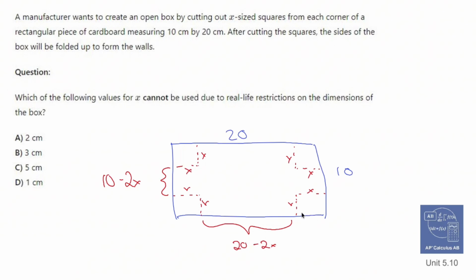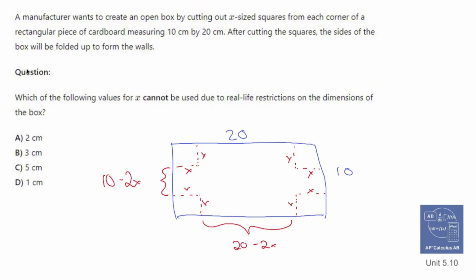So common sense would tell us that I couldn't say, well, let's cut out 7-sized x's. That doesn't make sense, because if you choose 7, then you would get 2 times 7 here, which is 14, and 10 minus 14 means you're going to have a rectangle length of -4. That doesn't make sense. So one of these will not work, and that's the problem.